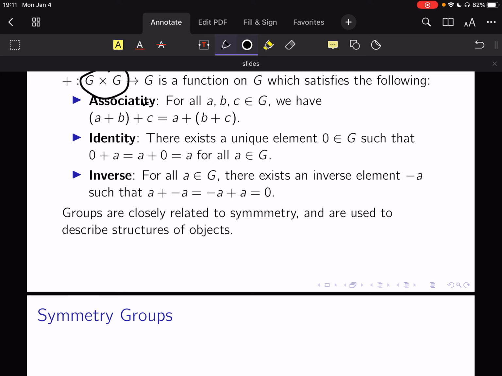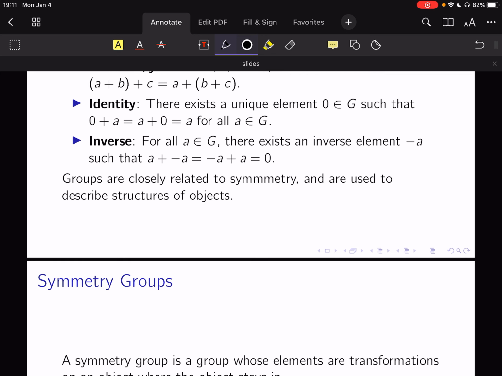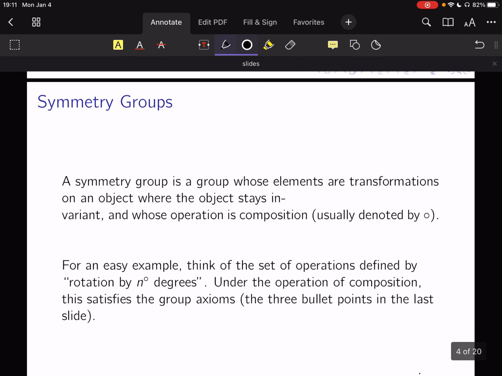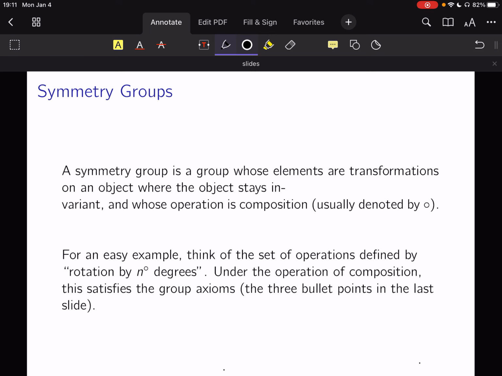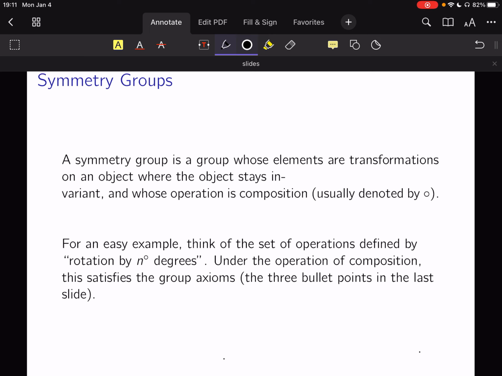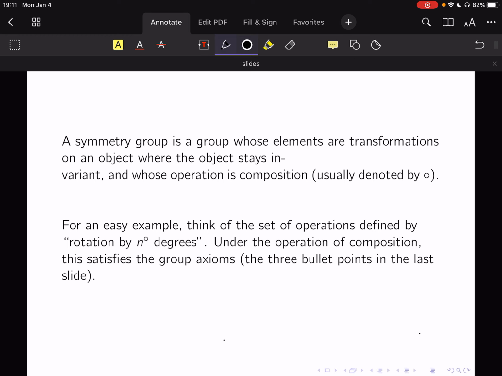Groups are closely related to symmetry, and we often use them to describe the structure of things. On that note, let's go to symmetry groups. A symmetry group is a group whose elements are transformations on an object where the object stays invariant. The operation for a symmetry group is composition, which is usually denoted by this circle. You may have seen f circle g of x, and this is function composition. We apply one function first, then the other.